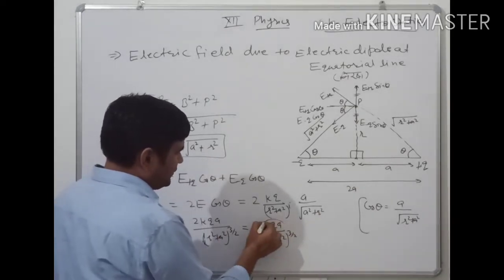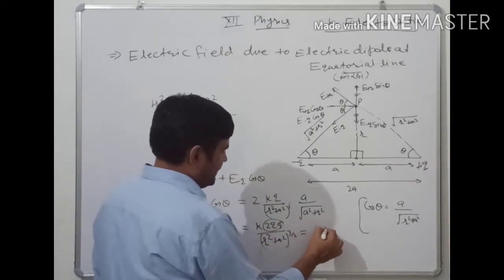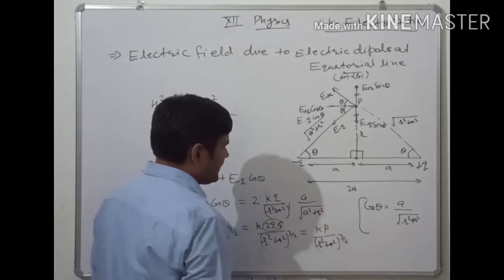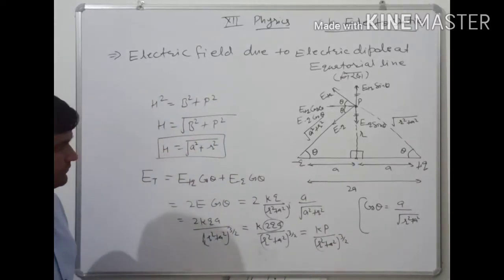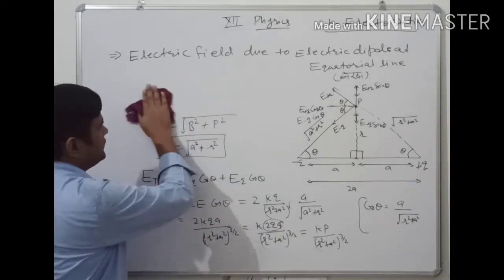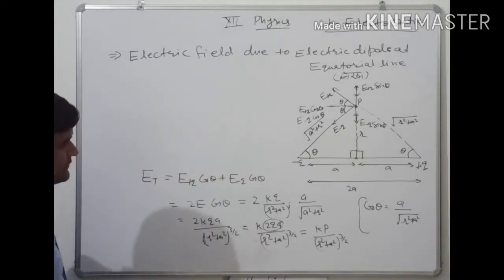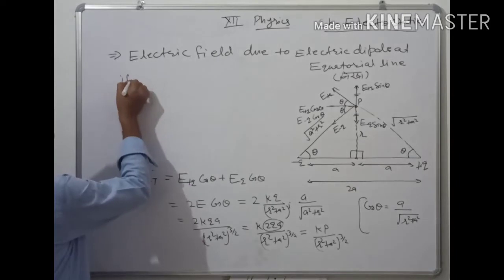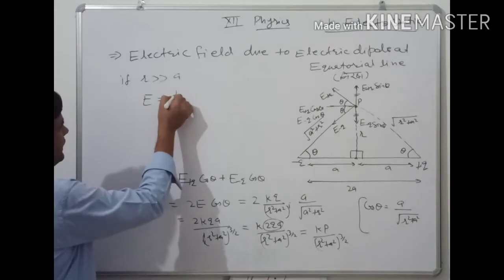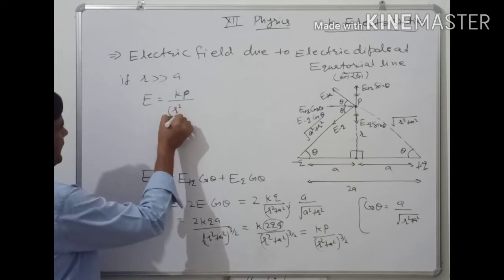Is it clear? Now this formulation is to be converted in terms of the electric dipole moment. It is to be written down as kp upon (r square plus a square) to the power 3/2. Clear? Okay. Now we are again making the similar assumption, r is very much greater than a. If the value of r is very large with respect to a, then E is in terms of kp upon r square to the power 3/2.